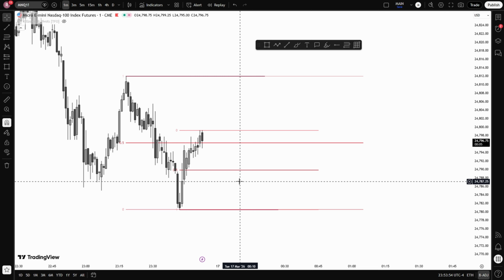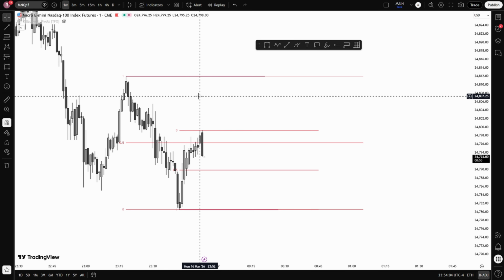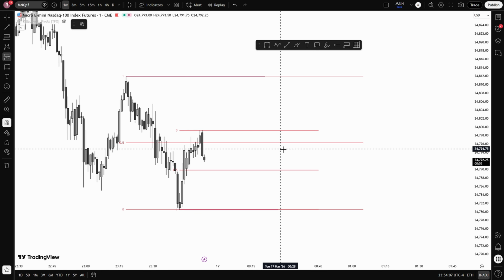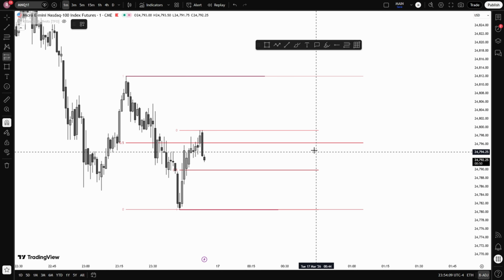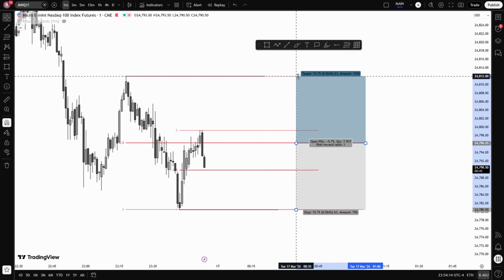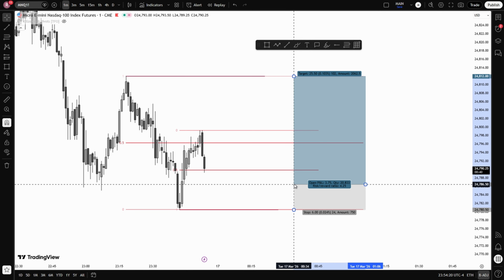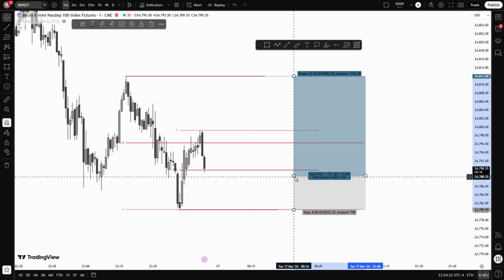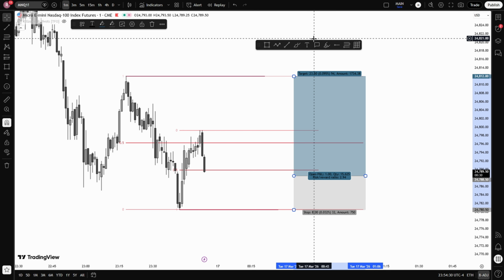Now, before we move into examples, it's important to understand why we even use premium and discount. The main reason is because it helps us identify where risk to reward is more favorable. For example, if I enter a long position right at equilibrium, with my stop at the low and my target at the high, my risk to reward would be around 1-to-1. But if I wait for price to move deeper into discount, my entry becomes much better. My stop remains the same, but my target stays at the high, which means my risk to reward improves significantly.